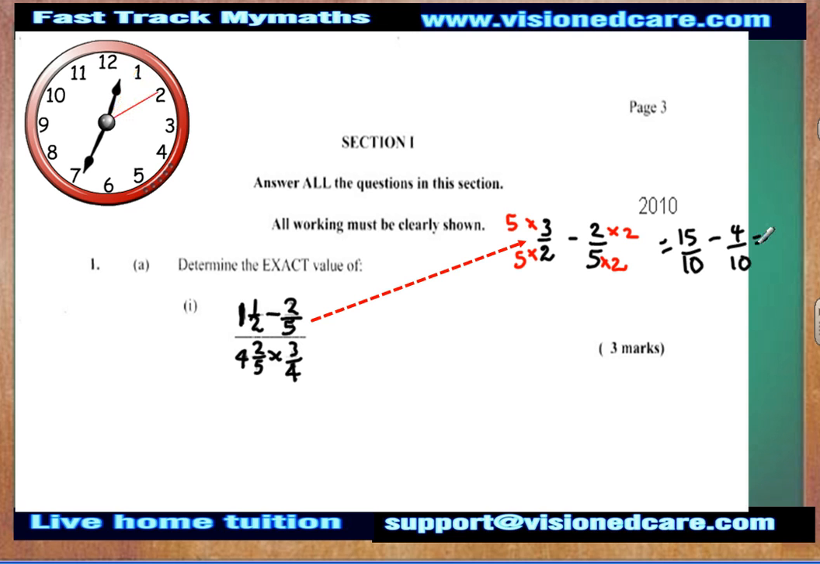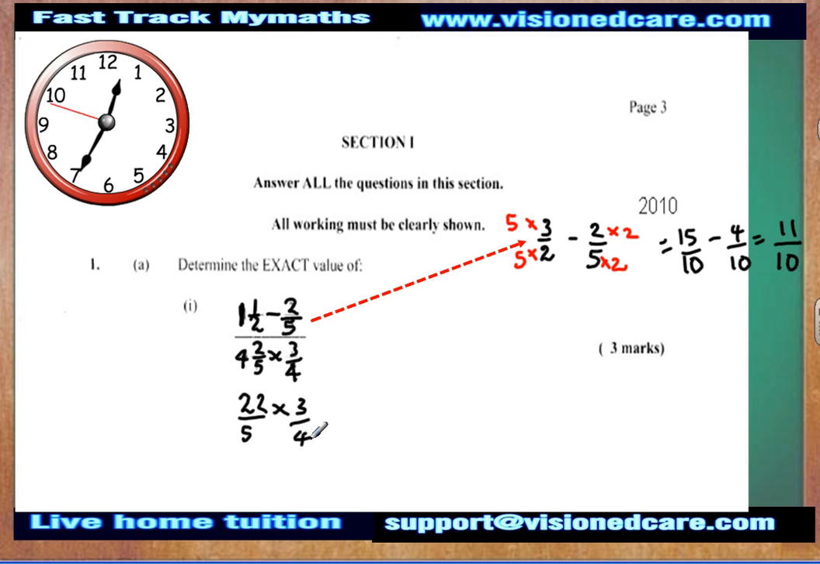So we can subtract the fractions now. The denominators are the same. 4 from 15 is 11. So the top part of the fraction here we have 11/10. Let's work out the bottom part here. 4 and 2/5 is the same thing as 22/5 times by 3/4.